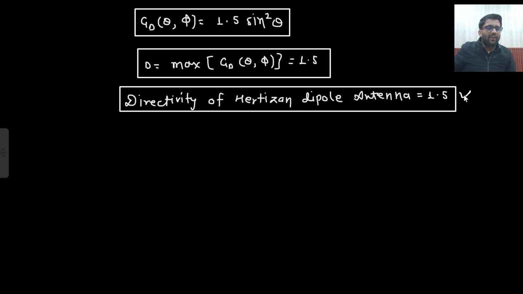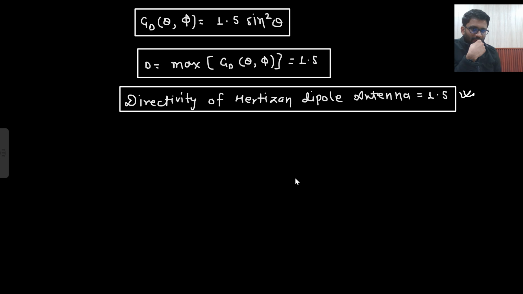So this you need to keep in mind. You might not be able to remember 1.5 sin square theta, but this you need to keep in mind, 1.5 it is. Okay, so if directly in ECE or in ISRO or in BARC, this kind of question can come, what is the directivity of Hertzian dipole antenna, so what you will write down? 1.5. Directly you need to remember. So it is 1.5. Okay, we have derived it as well.